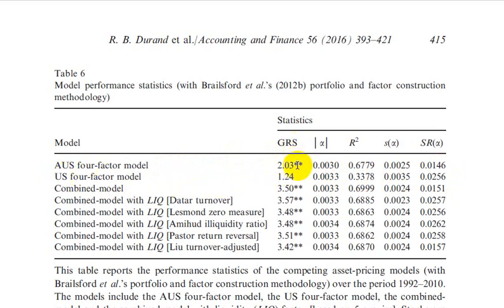We see that here because the GRS is insignificant, so that would tell us that the alpha is most likely 0, which would mean that the four U.S. factors fully explain, or likely fully explain, the returns of the Australian stock market, and therefore concluding that the U.S. has a very large influence on the returns of the Australian stock market.